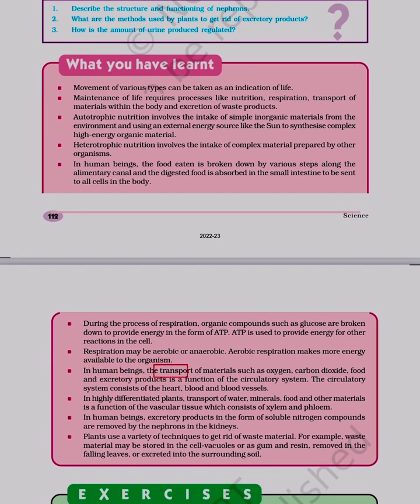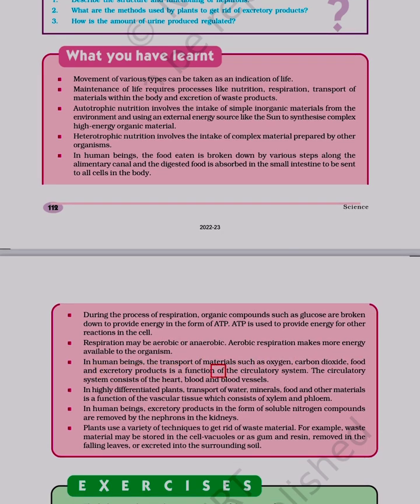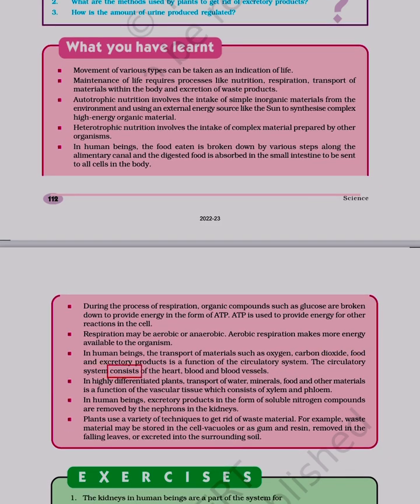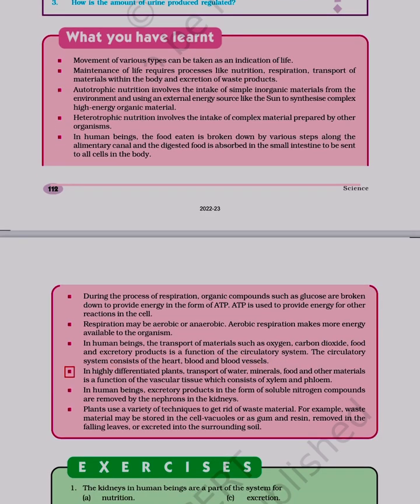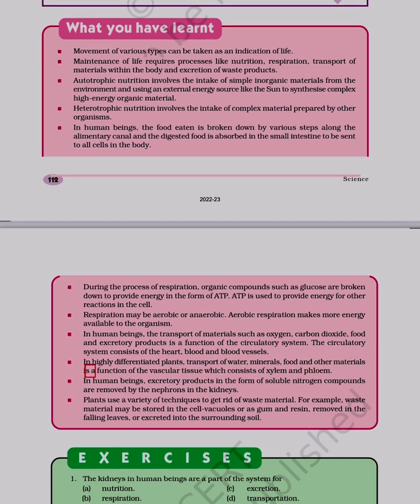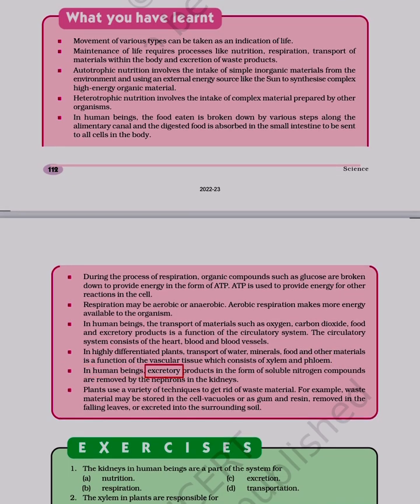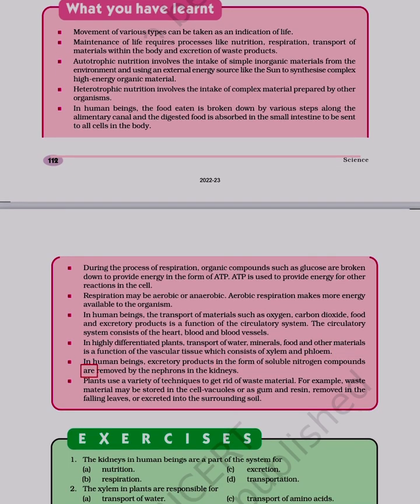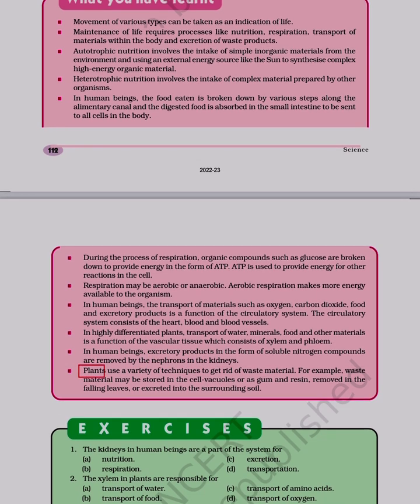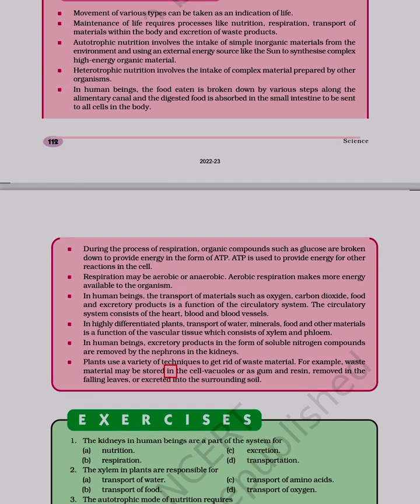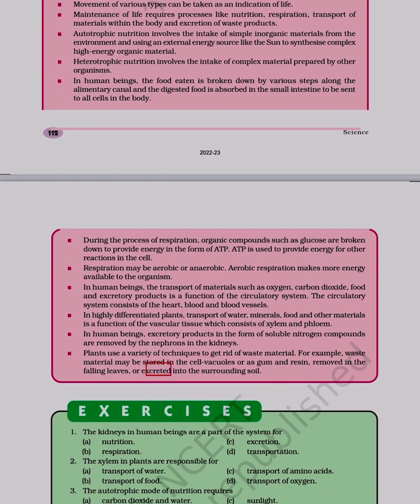And in human beings, the transport of materials such as oxygen, carbon dioxide, food and excretory products is a function of the circulatory system. The circulatory system consists of the heart, blood and blood vessels. And in highly differentiated plants, transport of water, minerals, food and other materials is a function of the vascular tissue which consists of xylem and phloem. And in human beings, excretory products in the form of soluble nitrogen compounds are removed by the nephrons in the kidneys. And plants use a variety of techniques to get rid of waste material. For example, waste material may be stored in the cell vacuoles or as gum and resin, removed in the falling leaves, or excreted into the surrounding soil.